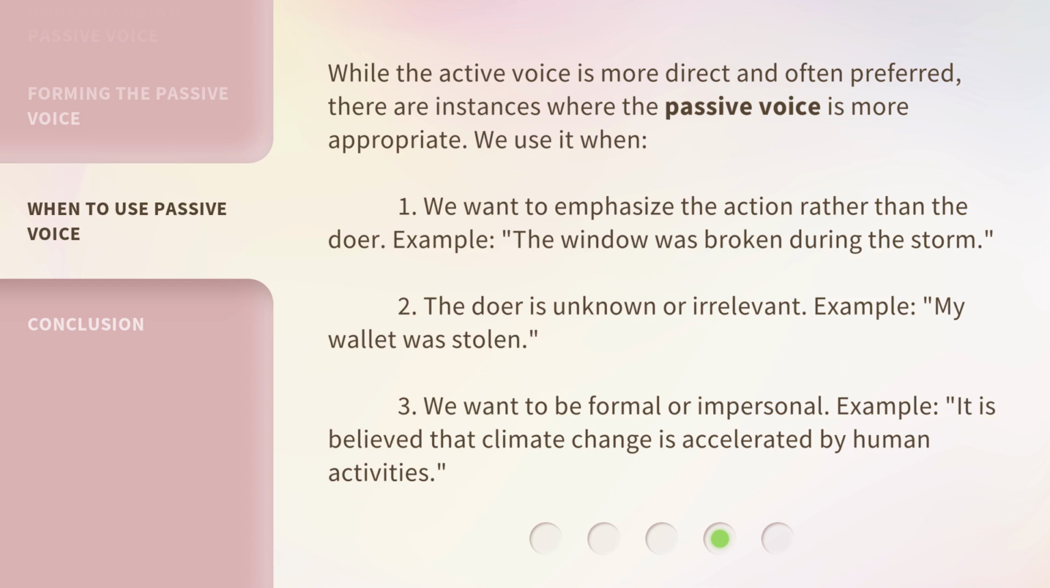2. The doer is unknown or irrelevant. Example, "My wallet was stolen." 3. We want to be formal or impersonal. Example, "It is believed that climate change is accelerated by human activities."